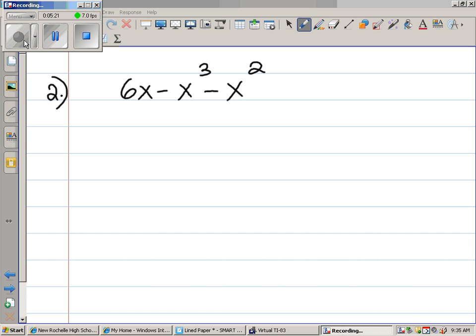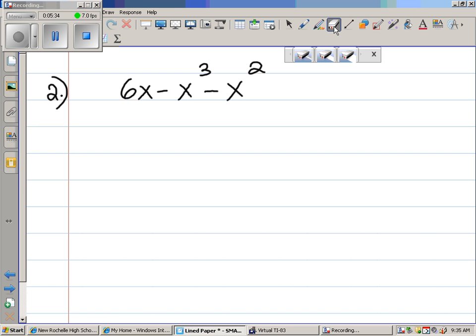All right, number two. This one got a lot of people. How do you do something like this? There's one important factor that you have to do before you do any of those other factoring techniques.